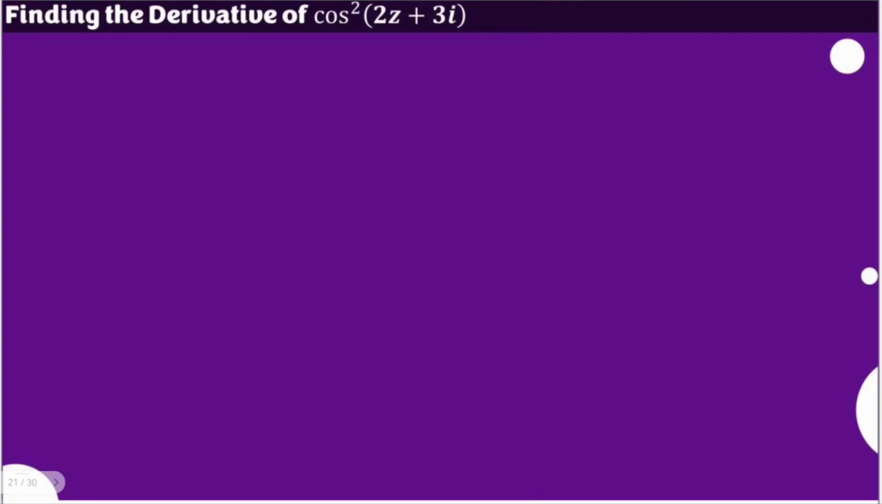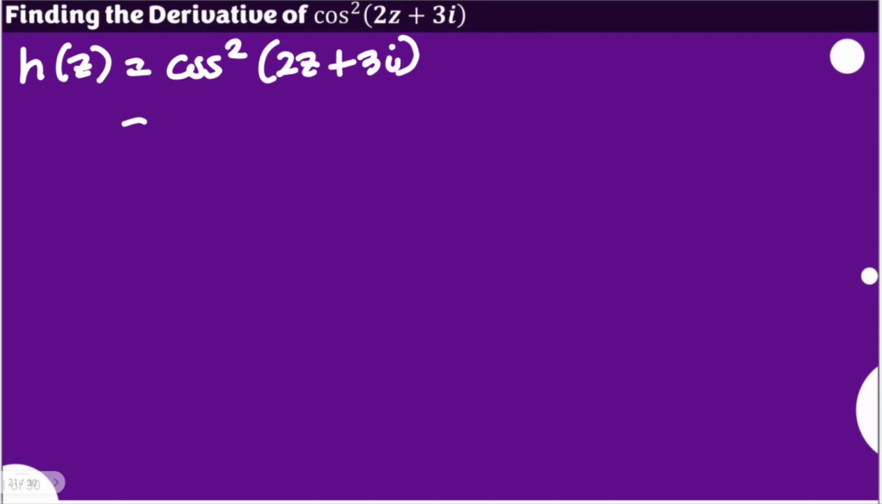Let's have this next example. We have our given function here, which is the square of cosine of the angle 2z plus 3i. Obviously, we have here a composite function. So we are going to identify first what are the functions herein. Let's say this is just h of z. We have here cosine squared of 2z plus 3i.